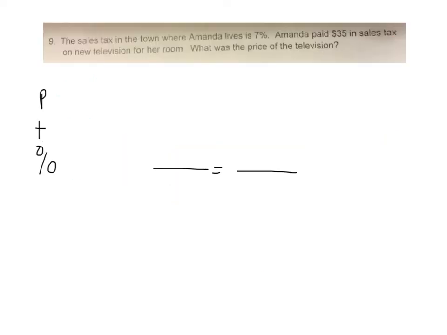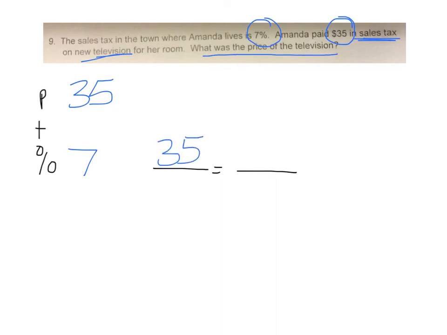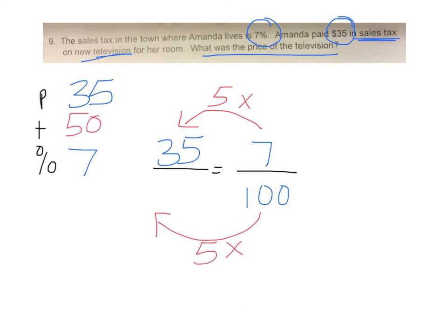Number 9, the sales tax in the town where Amanda lives is 7%, so I know the percentage. Amanda paid $35 in sales tax. Well, obviously that's going to be a part that she's paying, because the whole is what she paid for the television. What was the price of the TV? I know the part, I don't know the total, I know the percent, and I see that there's an obvious multiplier between 7 and 35, and that's times 5. Whatever I do to the bottom, must do to the top, times 5, which makes our TV $500 total.